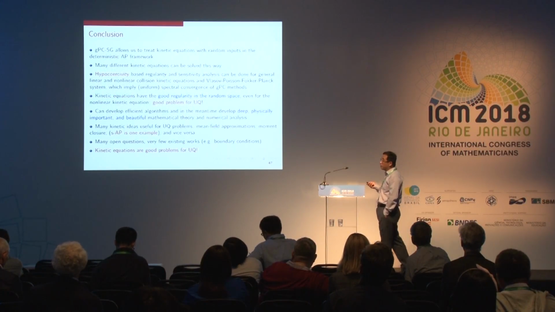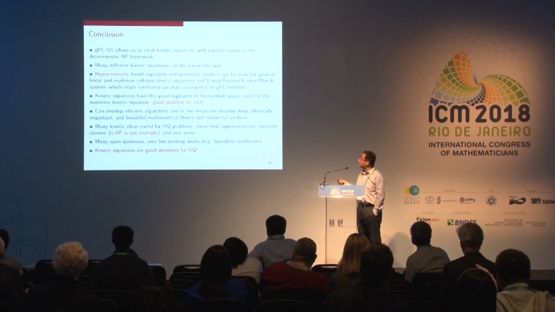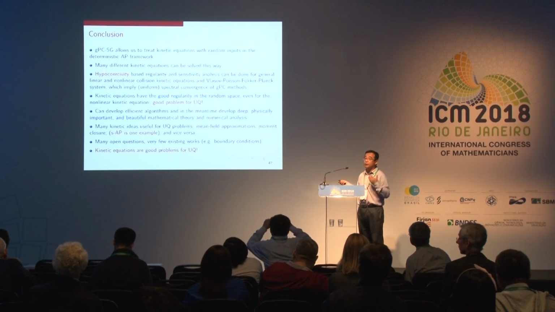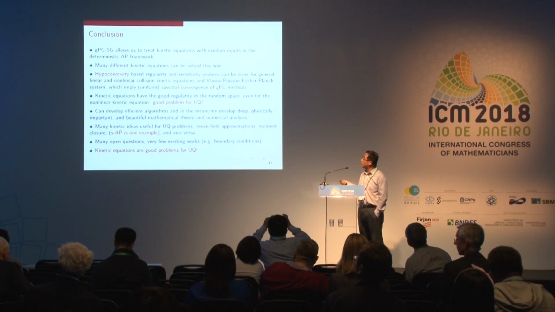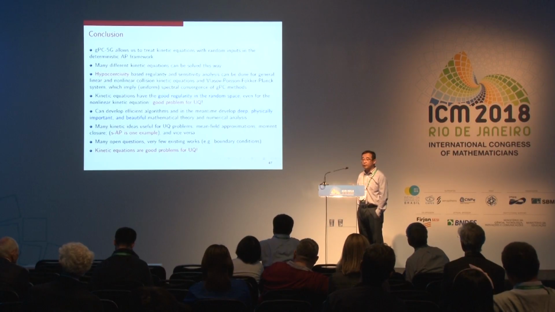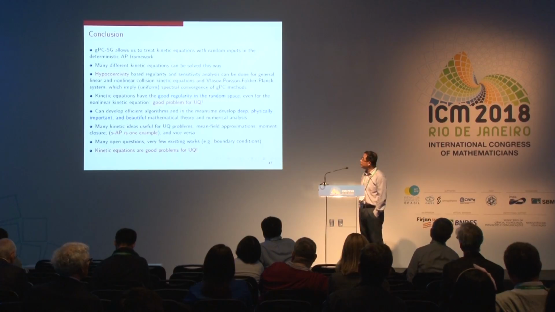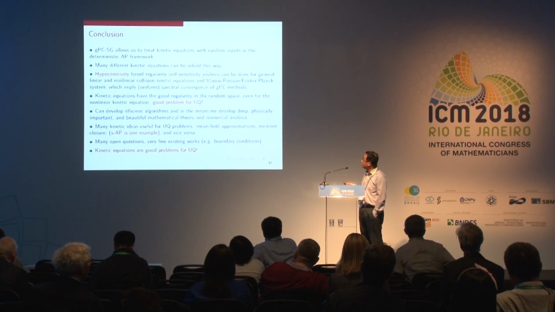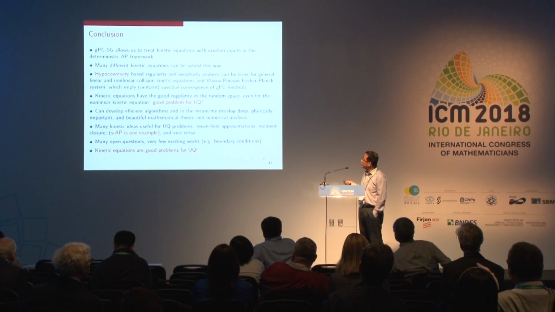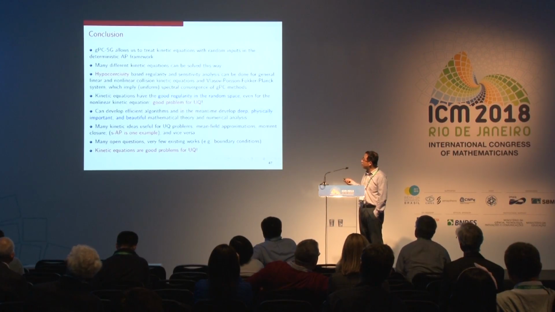So essentially the message is that for kinetic equations, you can extend the deterministic AP work to the stochastic setting. You can use hypocoercivity to analyze these random kinetic equations and get a lot of results on regularity, sensitivity, even long-time behavior and numerical methods. And the take-home message is that kinetic equations have good regularity in the random space, which makes them a very good problem for UQ.